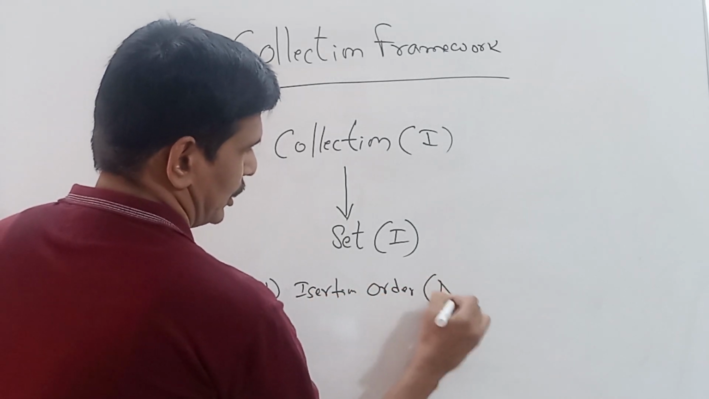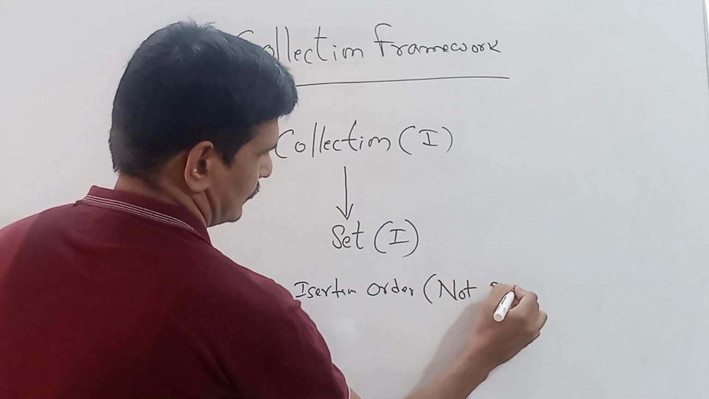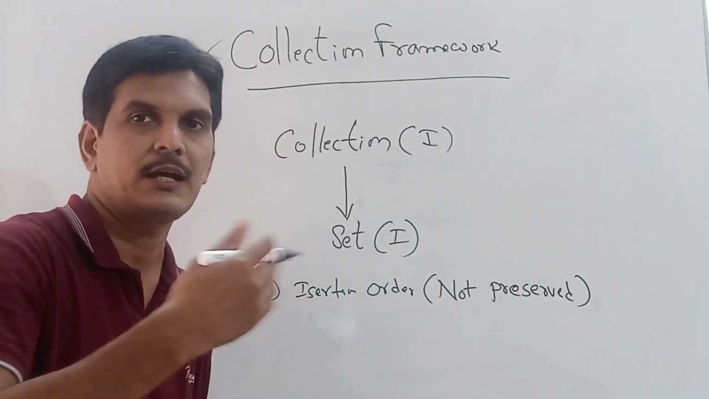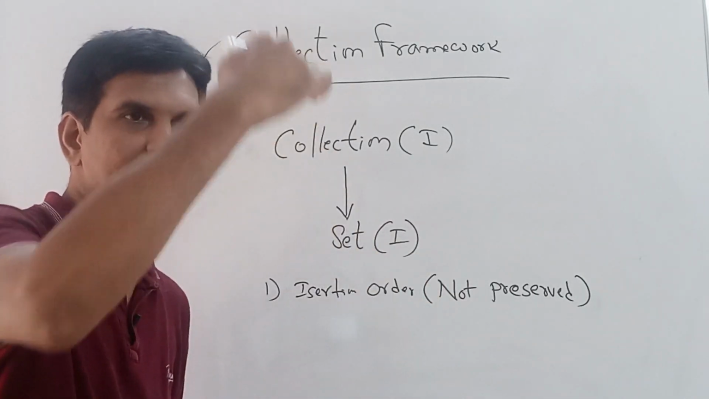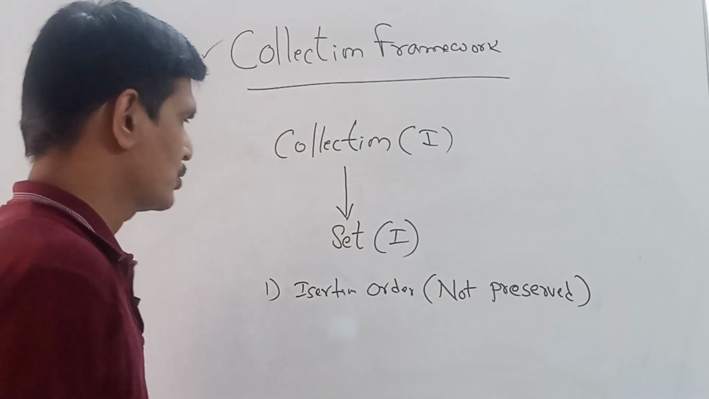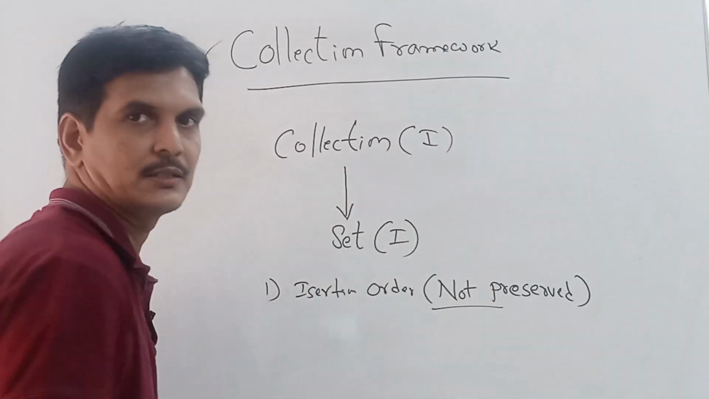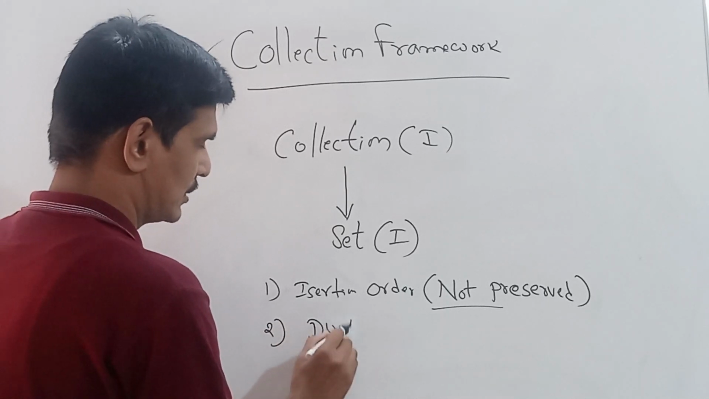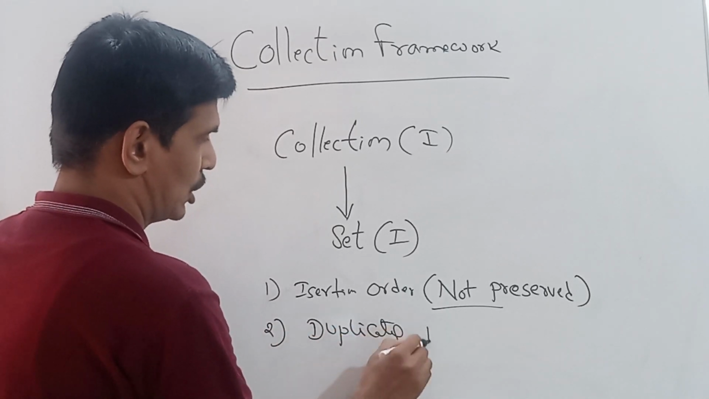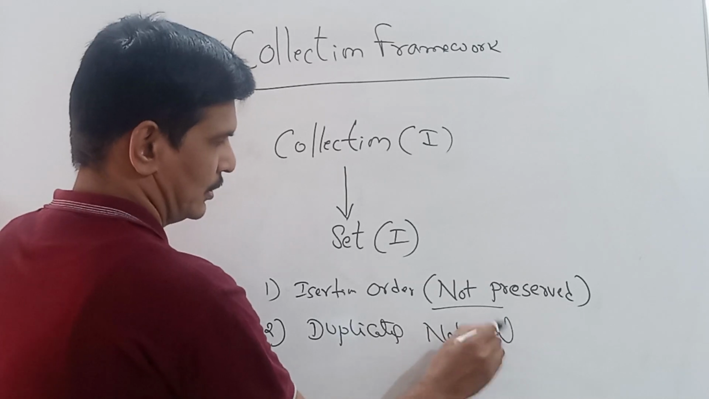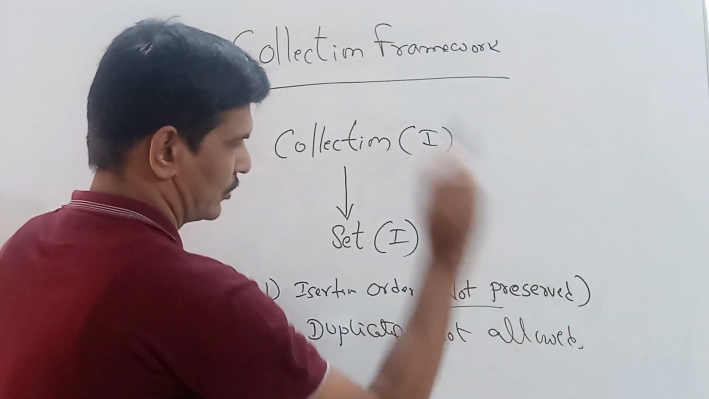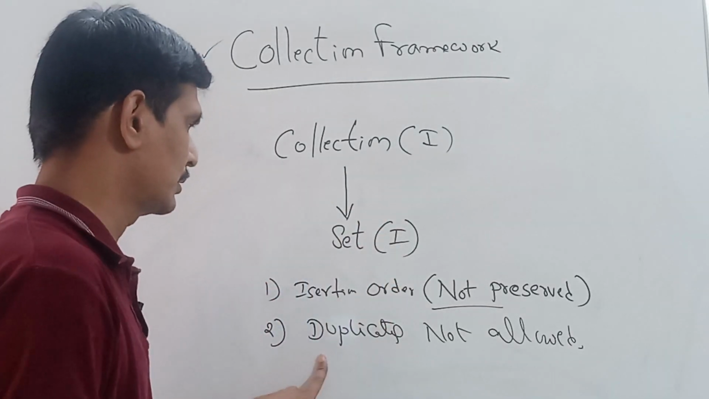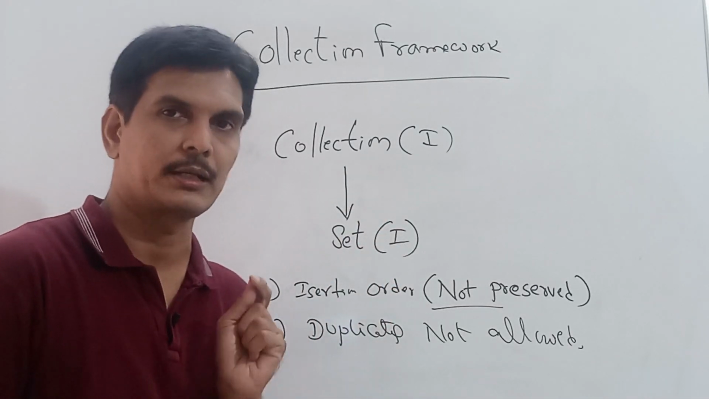Insertion order not preserved. In whichever way we have inserted those elements, it will not maintain the same order inside the collection. So insertion order not preserved. And the second point is duplicates not allowed. In a list, duplicates are allowed, but in a set, duplicates are not allowed.